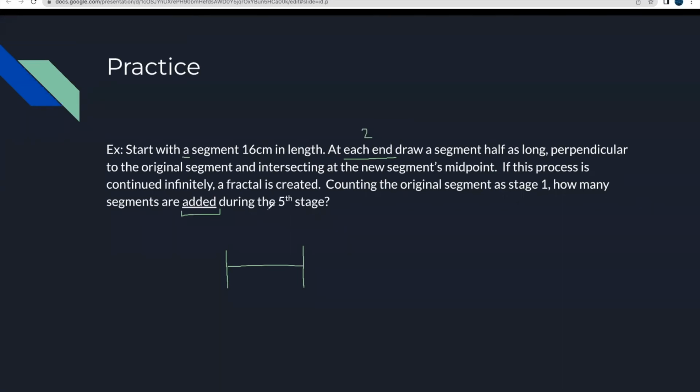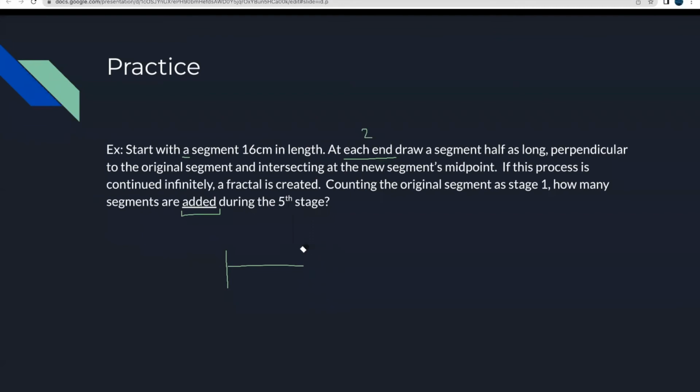Okay, so if I draw this out, it's gonna look something like that for our next stage, and then for our next stage. All right, and then this is gonna continue. But we don't wanna count how many there are total. So let's see how many I added. All right, I'm gonna undo all this.